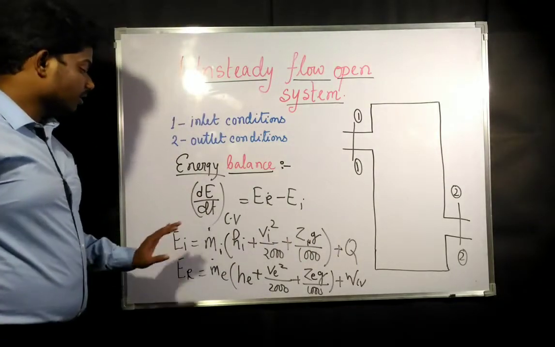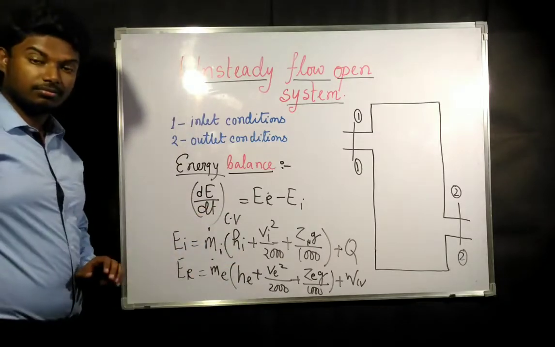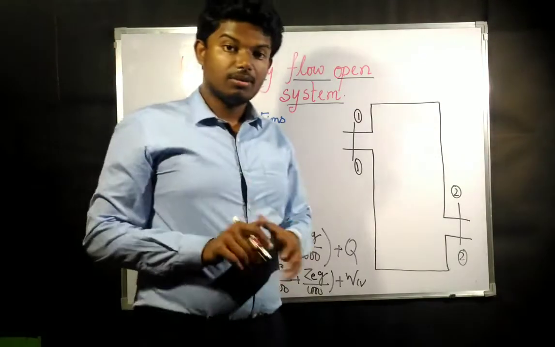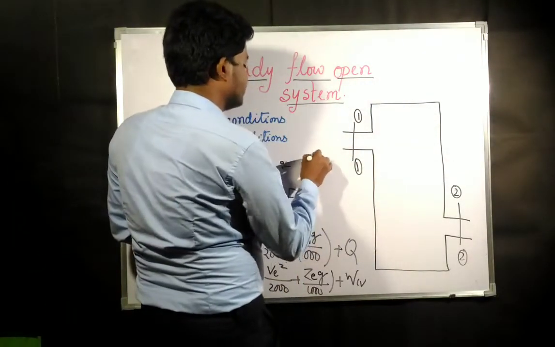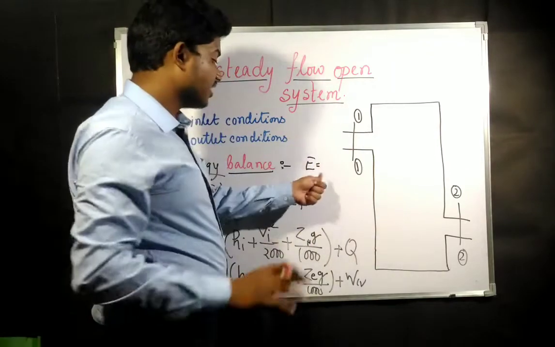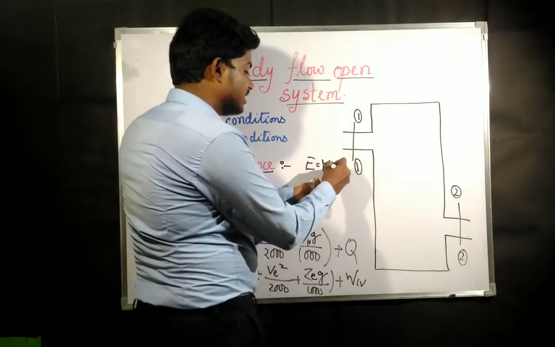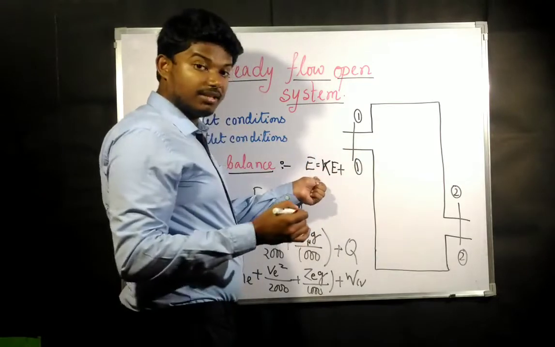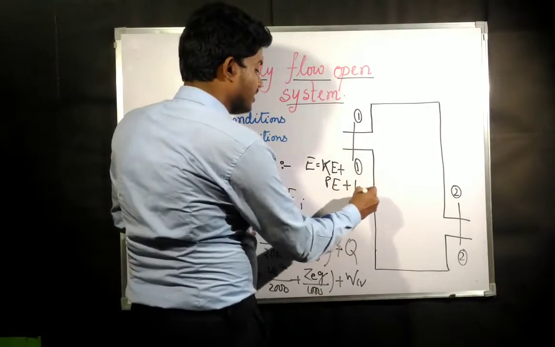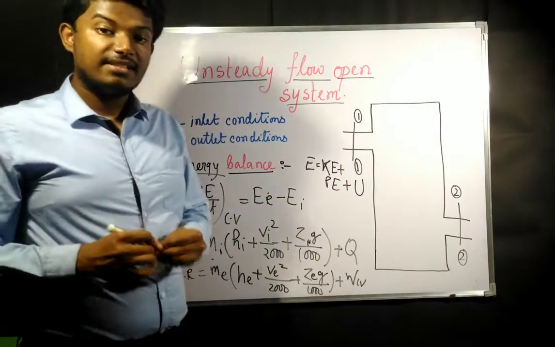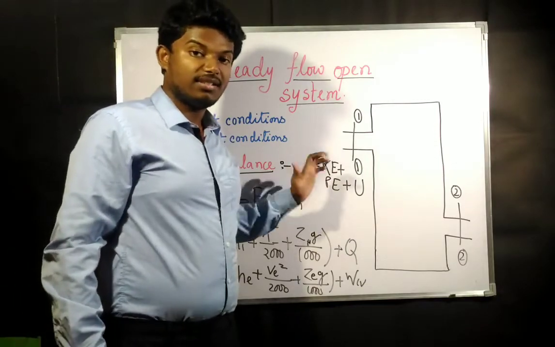Okay, now you can say that dE by dt is this one minus this one. Now, as we know, the energy of a system, we have discussed this earlier in the first law, consists of three energies: kinetic energy, potential energy and internal energy. These three energies make up the total energy of the system.